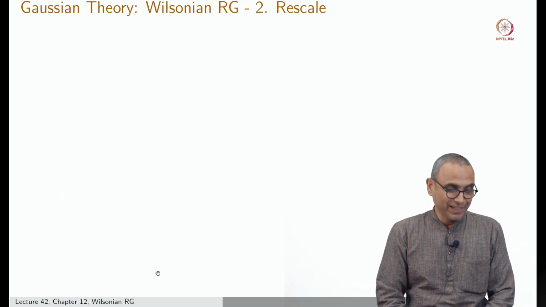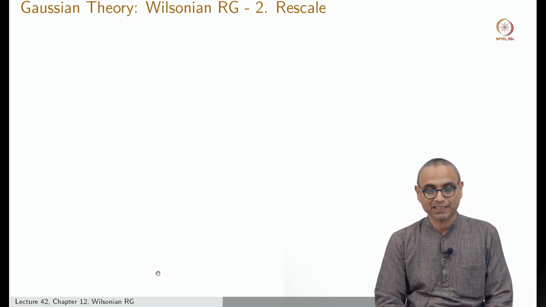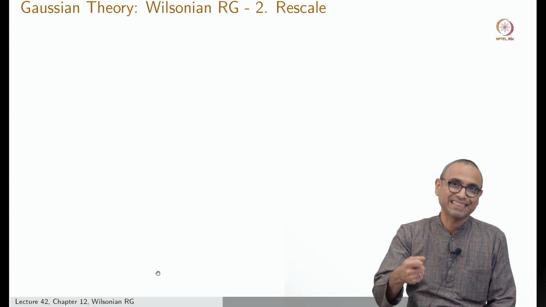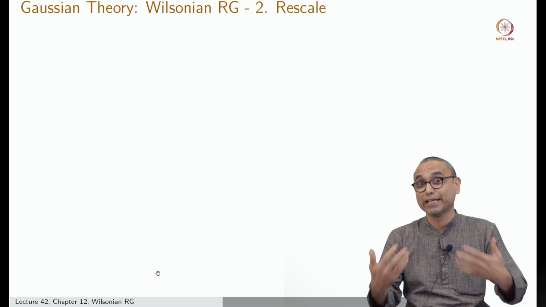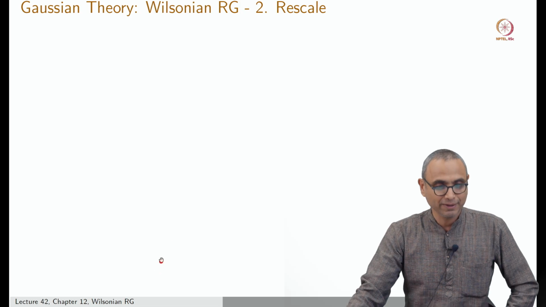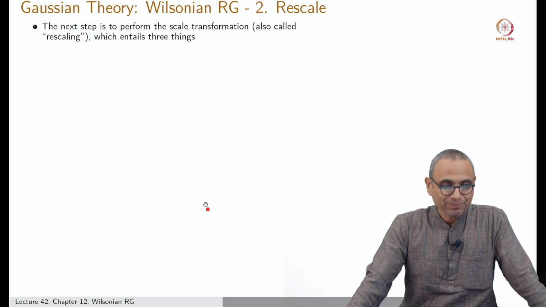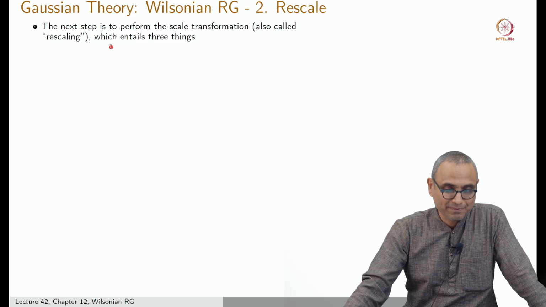Okay, we are ready to implement the second step of Wilson's renormalization group, which is rescaling, or effecting the scale transformation on the coordinates and momenta and defining new fields associated with all the new quantities that come out of the scale transformation. So the scale transformation is typically called rescaling. It entails three things.